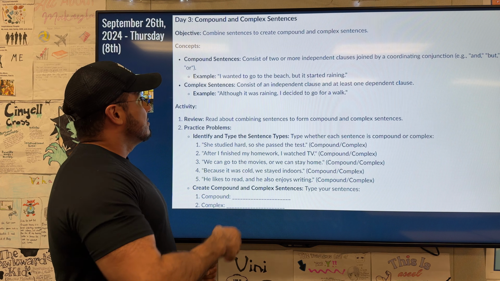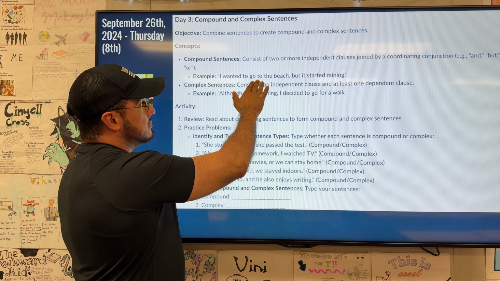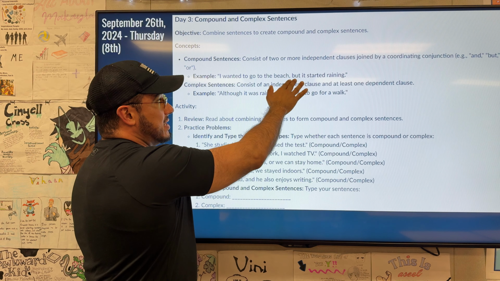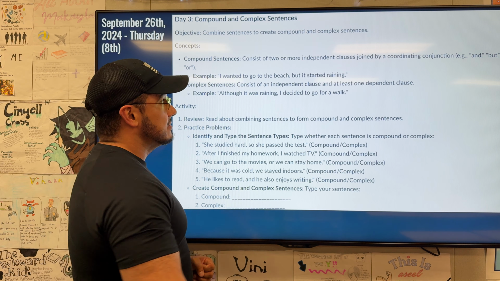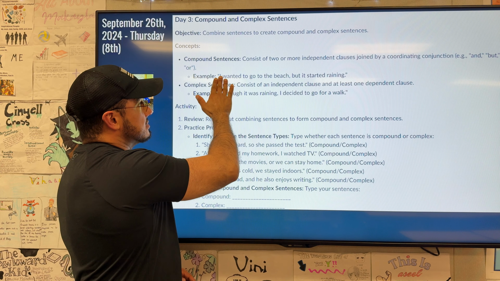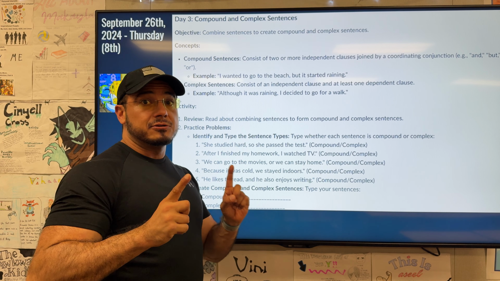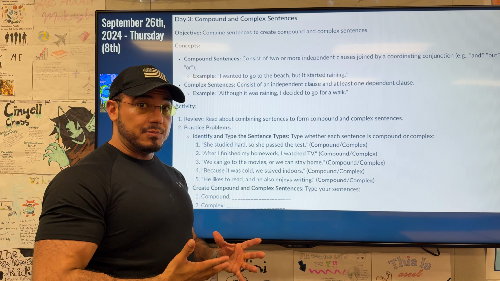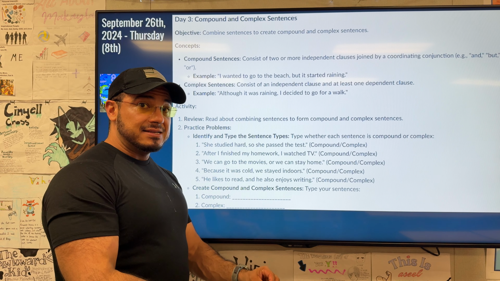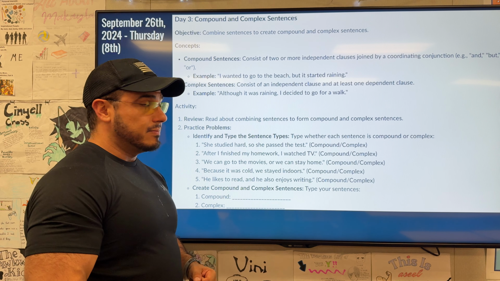All right, now, here we have, for the example sentence for a compound, I wanted to go to the beach, but, which would be our coordinating conjunction, it started raining. So you'll notice in both clauses, which is I wanted to go to the beach and it started raining, both would be considered independent as they're able to stand apart or alone as sentences of their own without requiring another to lean on, as it were.